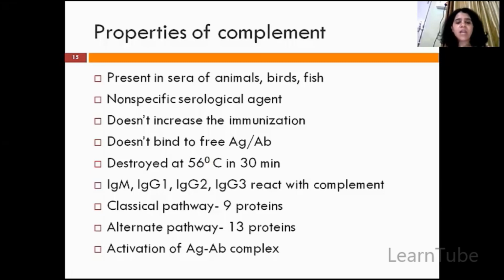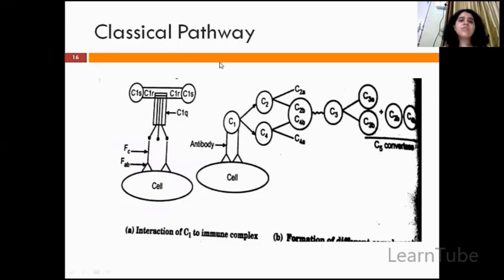IgM, IgG1, G2, G3 react with the complement. Now there are two pathways of this complement system through which it works. First is the classical pathway, which contains 9 proteins, and the next is the alternate pathway, which contains 13 proteins. Very important, activation takes place only on the interaction of antigen and antibody. So we will first see the classical pathway. Now this is your microbe cell. It has been introduced into your body.